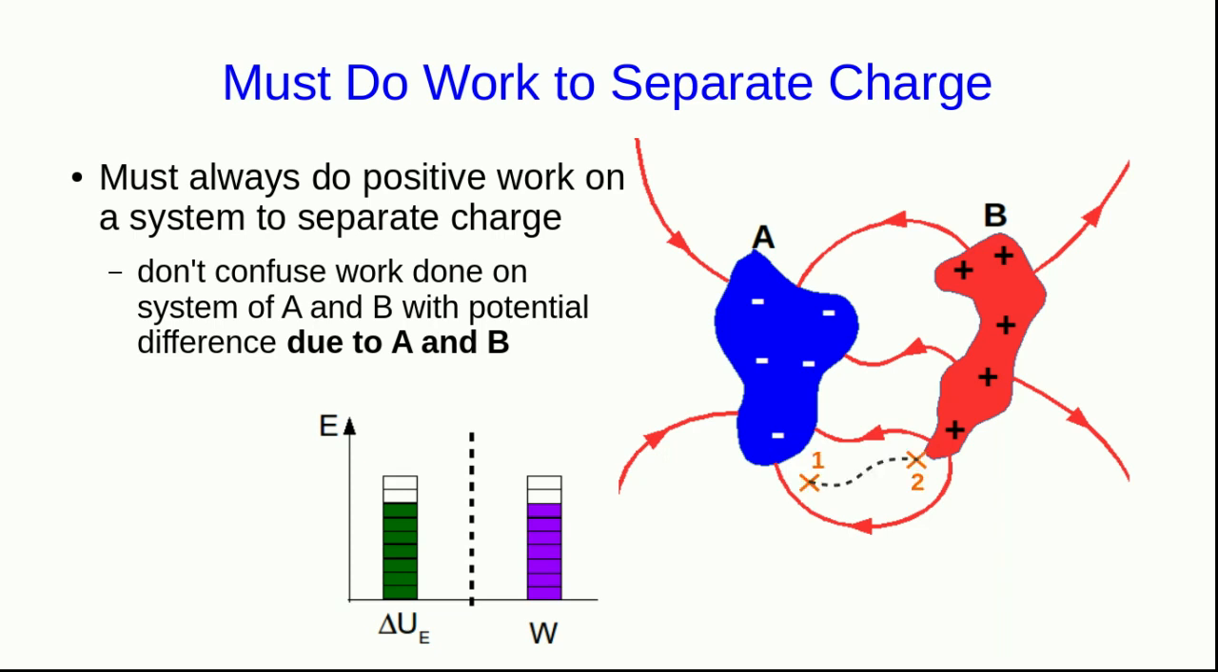Now, if we think of some pair of positions, 1 and 2, and a path between them, if we were to take some other charge and move it from 1 to 2, then we could define the potential difference from 1 to 2 as the negative of the electrostatic work done on this probe charge divided by the probe charge. But note, this work is a very different work from the one we did to separate A and B. The potential difference between 1 and 2 has come about because we've separated A and B, because we've done that work, but these are two quite separate things.